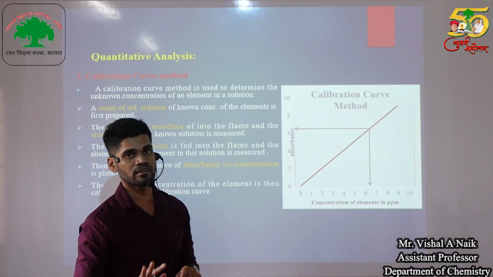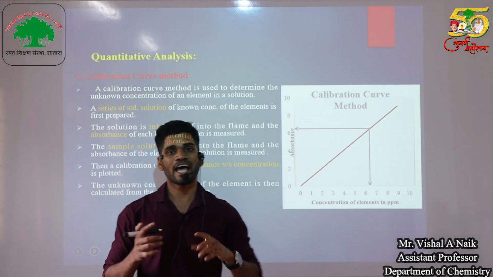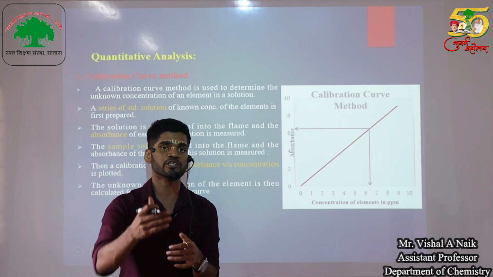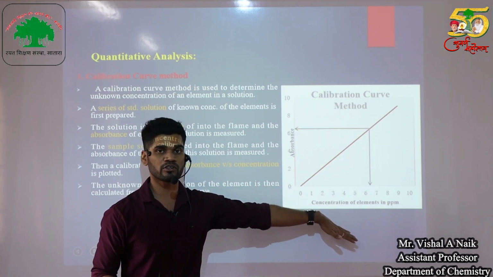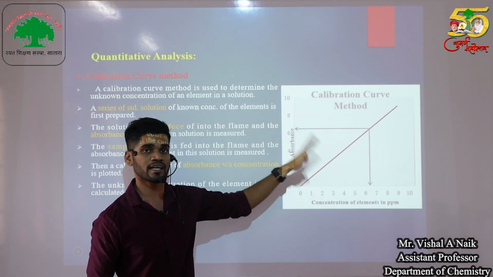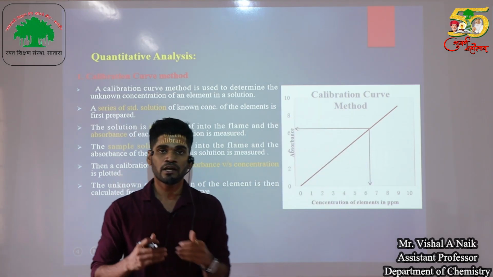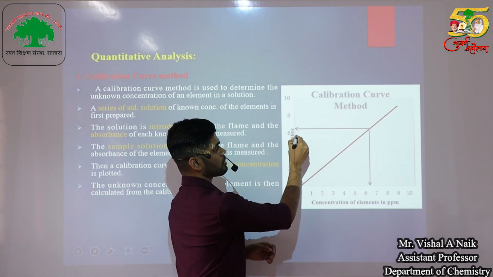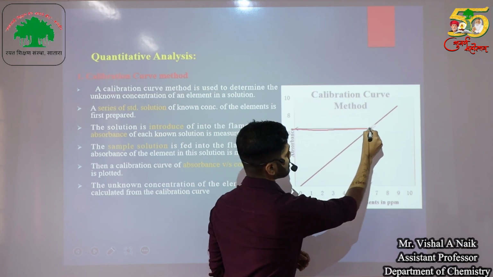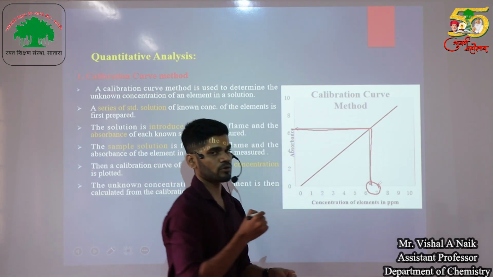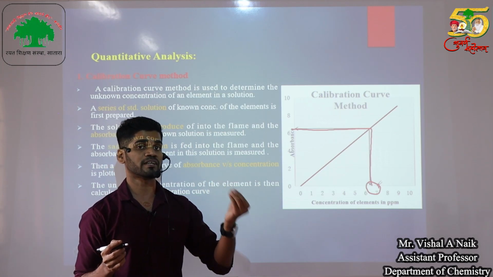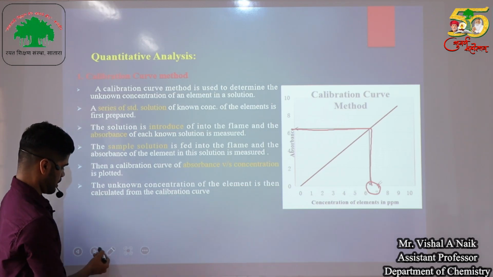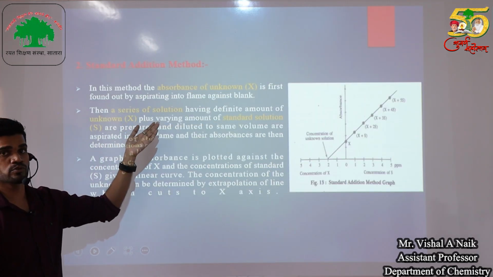That is, there are three methods. First is the calibration curve method, where we prepare a series of standard solutions. One by one we aspirate them into a flame and determine the absorbance, because we know the concentration. By using that, we plot the calibration curve. Then we aspirate our unknown sample solution, so we get the absorbance of the particular sample, and by using that absorbance we determine the concentration of the metal ion present in the sample solution by using the calibration curve method.